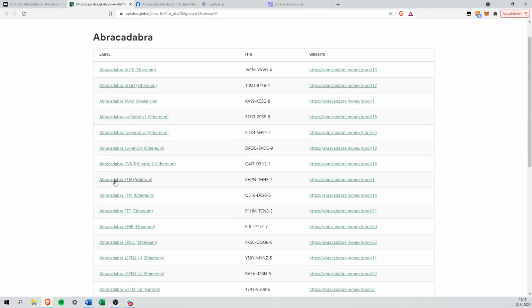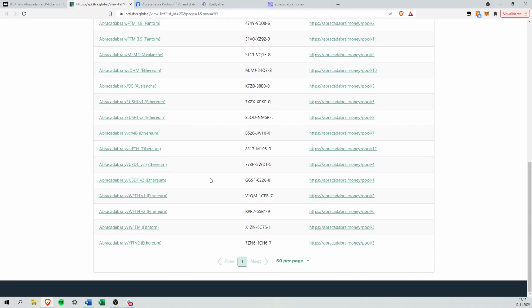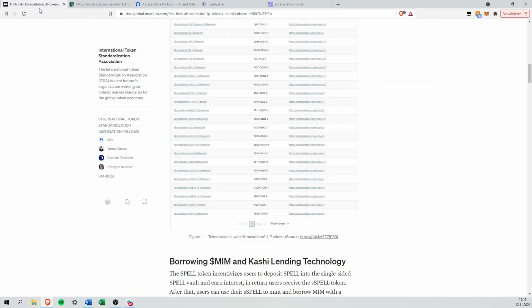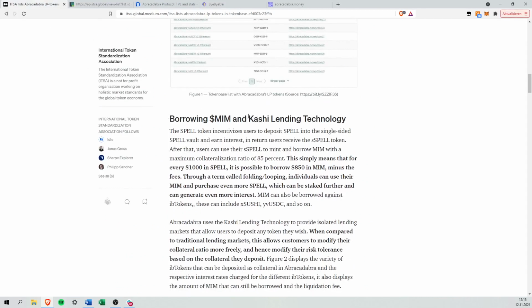And basically in here you can also find all the information about the different vaults, since we have listed them all here in the token base, which is very useful. Let's go back to the article. So I was just talking about the Kashi lending technology.